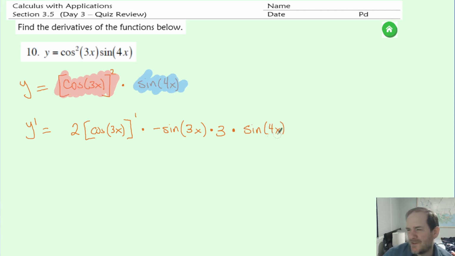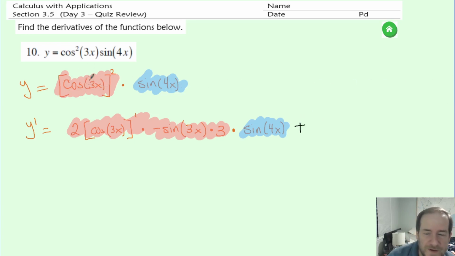So all of that is just the first bit of the derivative. So all this stuff came from the pink, including that 3. And then we're just bringing the blue down. Now we want to add, and we want to start by, or actually we just want this whole thing itself. So cosine of 3x squared.